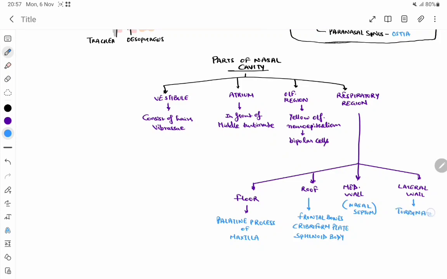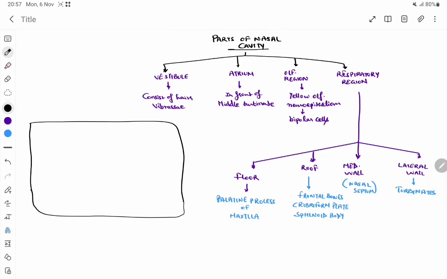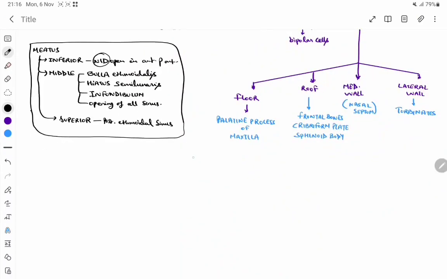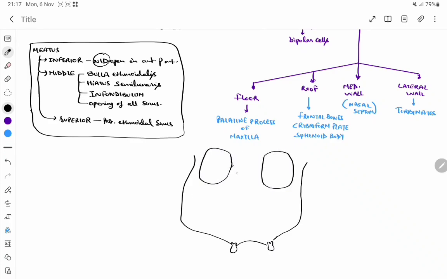The lateral wall again has the inferior meatus, which is connected with the nasolacrimal duct; the middle meatus, having the maxillary sinus, frontal sinus, and anterior ethmoid sinus; and the superior meatus, which has the posterior ethmoid sinuses, and the sphenoethmoidal recess, which has the sphenoid sinuses. So it has four meatuses.